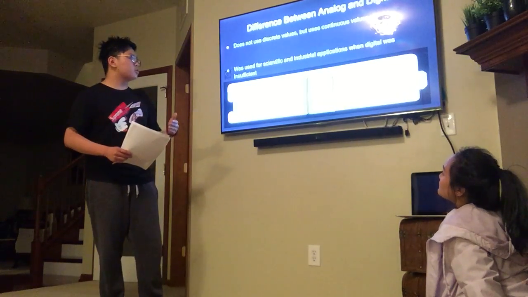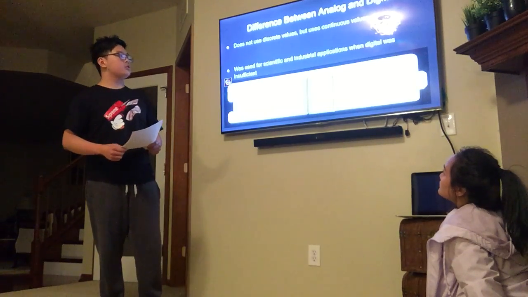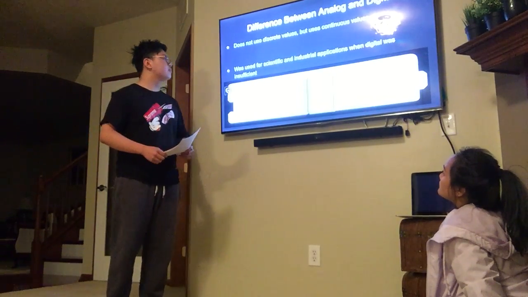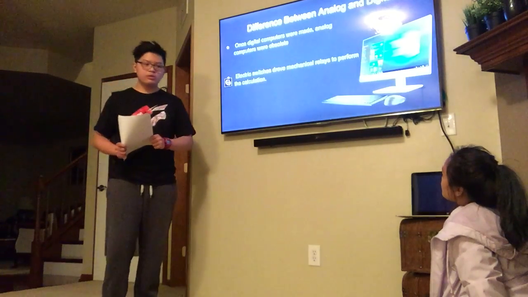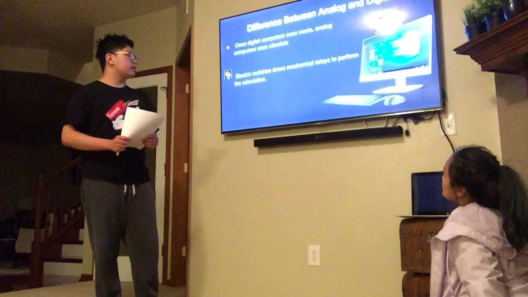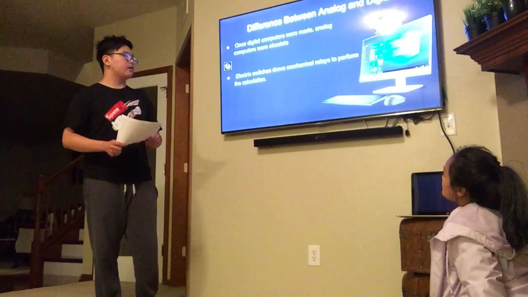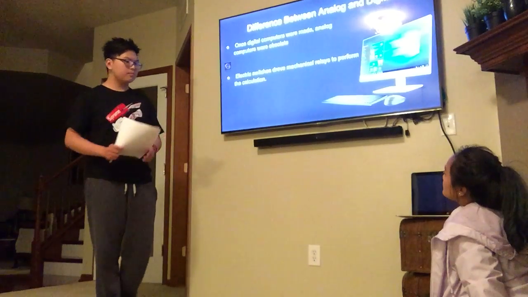And it was actually used for scientific and industrial applications when digital was insufficient. Once digital computers came about, analog computers were obsolete, and they used electric switches driven by mechanical relays to perform the calculations, so binary code, which is 1s and 0s.